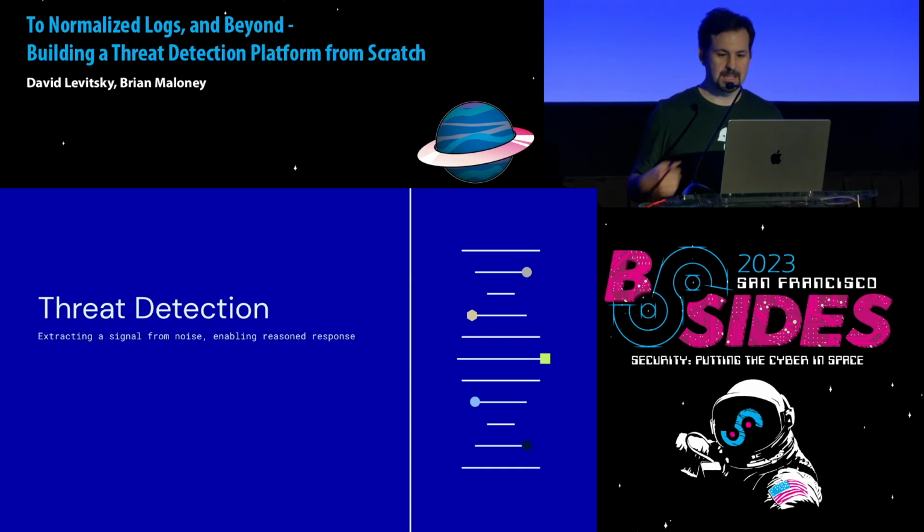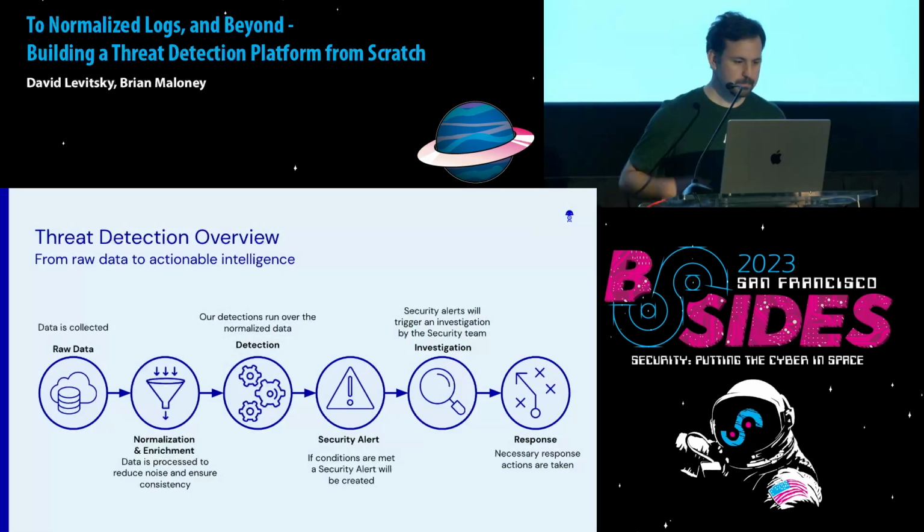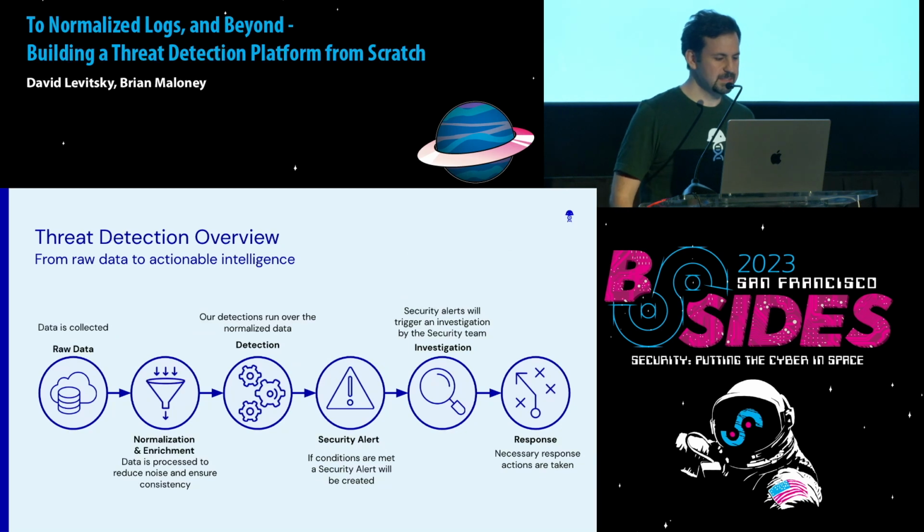But first, let's just briefly go over the steps of threat detection. For those of you who might be primarily offensive practitioners, or if you're just new to the field, you can think of this as just a brief Blue Team 101. This is the overview of the steps, from collection to normalization and enrichment, detections running on that, security alerts, going into investigations, and then response actions.